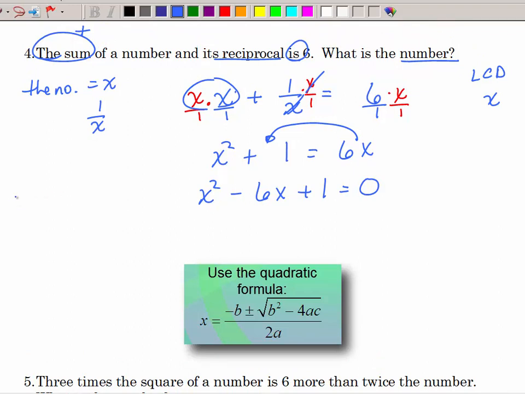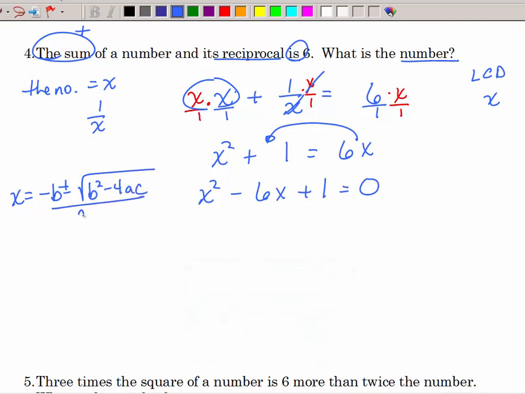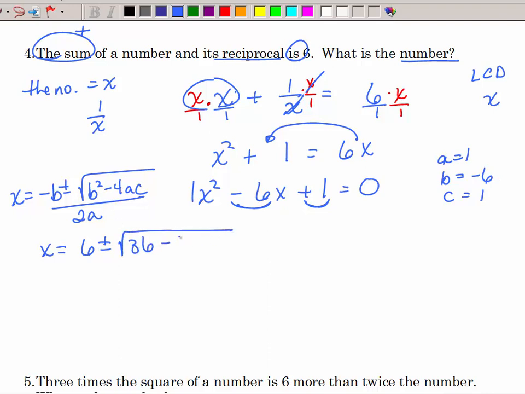Let's write that down. Remember, x equals negative b plus or minus the square root of b squared minus 4ac, all over 2a. Right, so a is 1, that's that coefficient. B is negative 6, that's right here. And c is 1. Right, so we're going to have x equals the opposite of b, so the opposite of negative 6 is positive 6, plus or minus the square root of b squared minus 4ac, all divided by 2. So 6 plus or minus the square root of 36 minus 4 is 32.